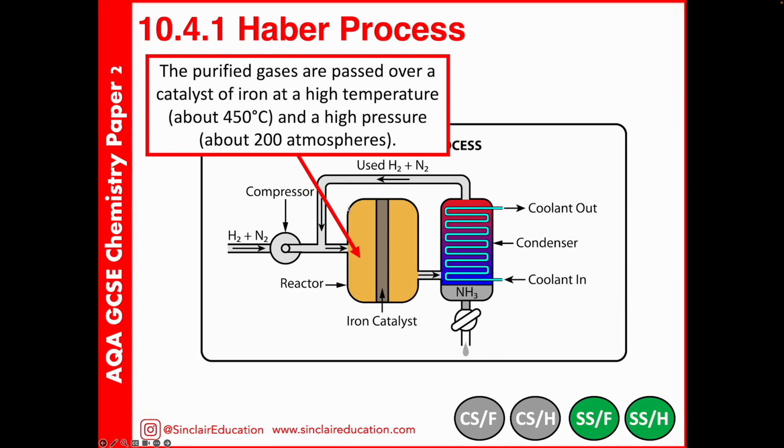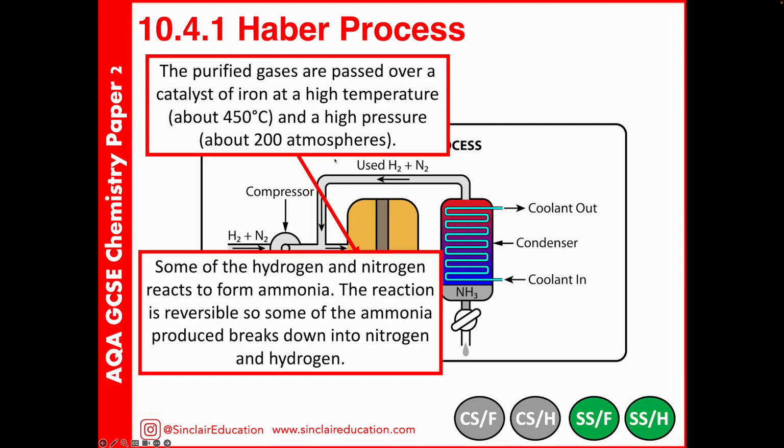Now these react, and you need to be aware of the conditions. The purified gases are passed over an iron catalyst. This happens at a high temperature and a high pressure of around 200 atmospheres. So you need to know the high temperature of 450 degrees and the high pressure of 200 atmospheres.